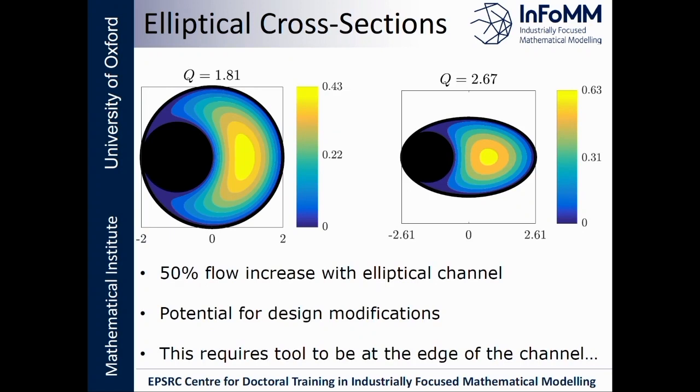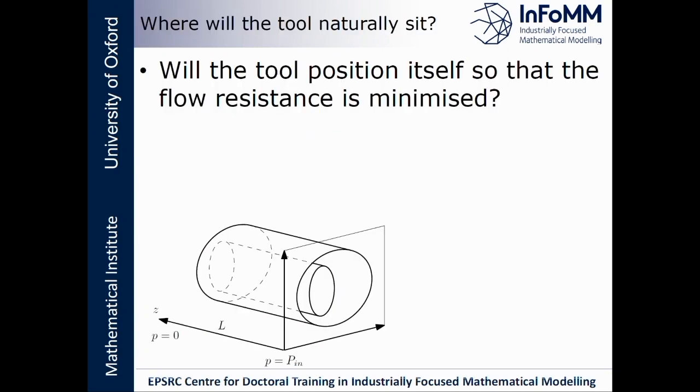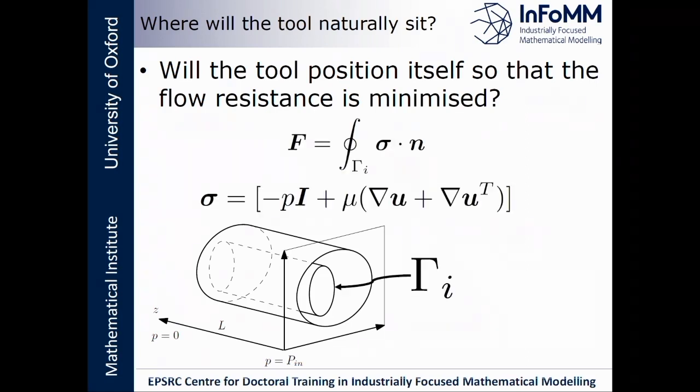However, this design modification is requiring that the tool is sitting at the edge of the channel. And in actuality, we don't know where the tool is sitting. So we wanted to look at that question, and specifically, will the tool position itself naturally so that the flow resistance is minimized? So now we're looking at a different resistance question. At first, I was talking about resistance to the axial flow down the channel, and now I'm thinking about resistance to movements of the tool within the cross-section. We can calculate the forces imposed on the outer boundary of the tool by the fluid by looking at the viscous stress tensor.